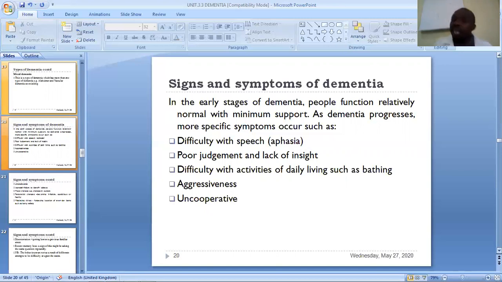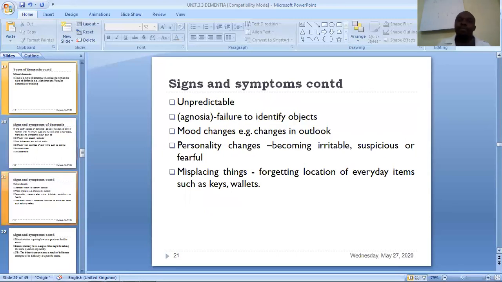Sometimes they may come out aggressive. At times, they may be uncooperative to what you are asking them to perform. Most times, they're unpredictable. This is true because of the damage to the brain tissue that impairs or deteriorates their intellect functioning and cognitive skills. Sometimes they can have agnosia, which is failure to identify objects.